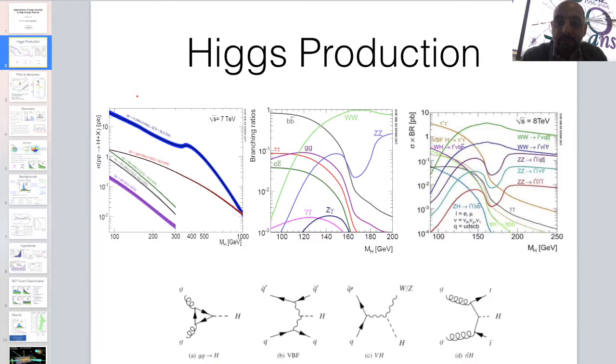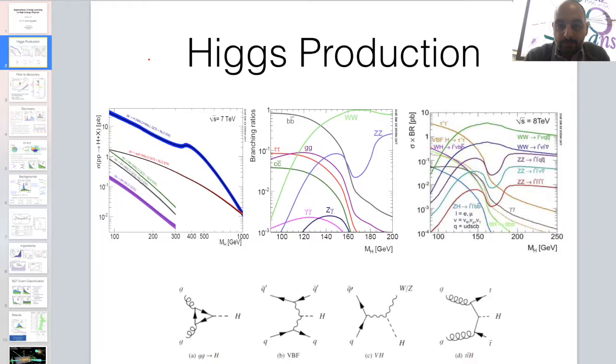So for example, the W, which is heavy, if you have enough mass to start decaying into one real W and then one virtual one, which I'll describe in a second, or two real W's, then that starts to eat into the branching ratio for the BB bar. So that starts falling and the WW goes up. There are other processes, of course.